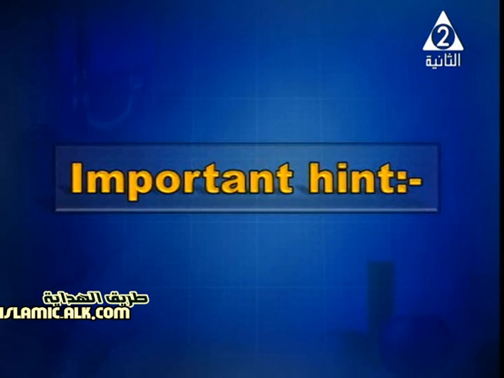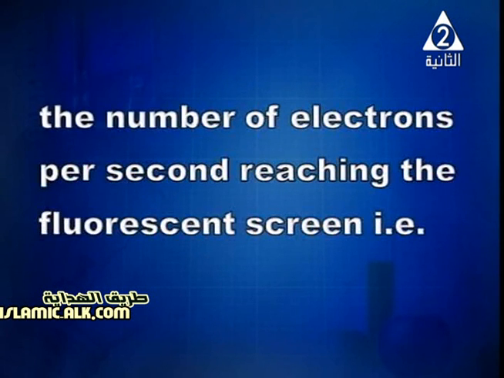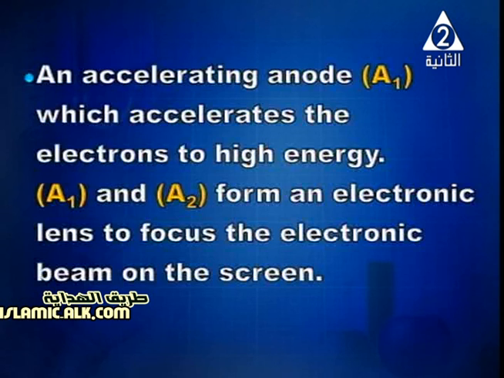We've got important hints here. The electrical signal received in the cathode ray tube controls the potential of the grid. So the grid signal controls the number of electrons per second reaching the fluorescent screen. That's to say, it controls the intensity of the electronic beam. So it controls the brightness of the luminous spot. We've got an accelerating anode denoted by A1, which accelerates the ejected electrons to high energy. A1 and A2 form an electronic lens to focus the electronic beam on the screen.